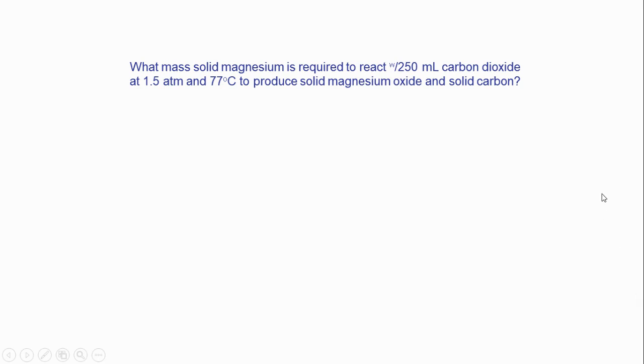First thing we have to do is write a balanced chemical equation for that. So we're starting with some magnesium, solid, and we're reacting that with some carbon dioxide gas. And it looks like we're going to produce some magnesium oxide. Magnesium is a +2 oxidation charge, oxygen's a -2, so MgO. And then we're going to get solid carbon.